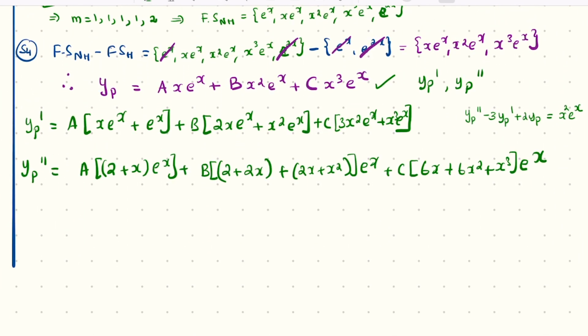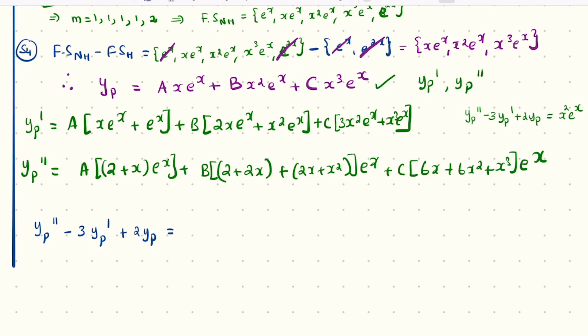I'll let you do the simplification on your own. So if I simplify this, what we are going to have is the following. Let me change the color. If you take a look at yp double prime minus 3 times yp prime and then plus 2 times the yp, right?